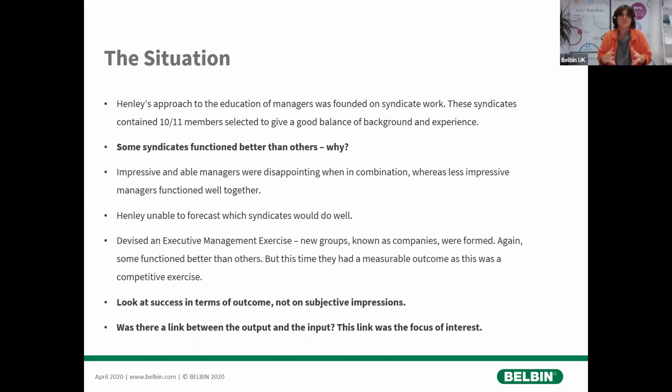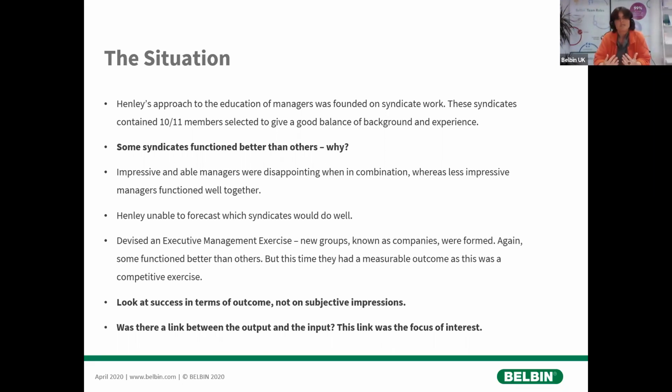And what they did is they actually made those groups, now known as companies, a lot smaller. They had 6 as opposed to 10 to 11 people. But again, they found that some functioned better than others. Some were more successful than others, and they still had no clue as to why this was. But this time it was a difference because they had a measurable outcome. They had something they could judge things against.